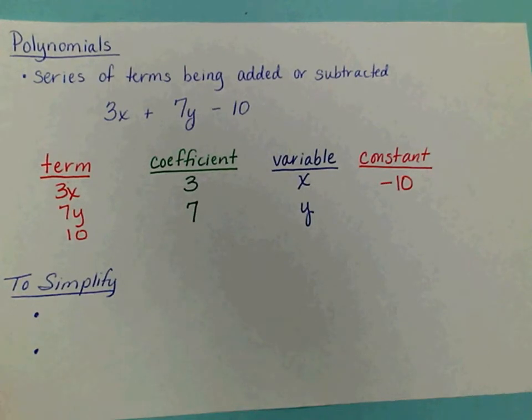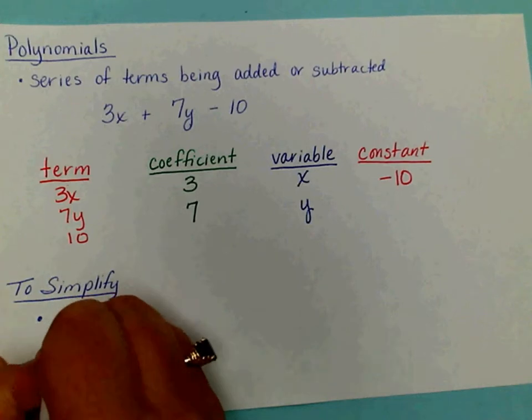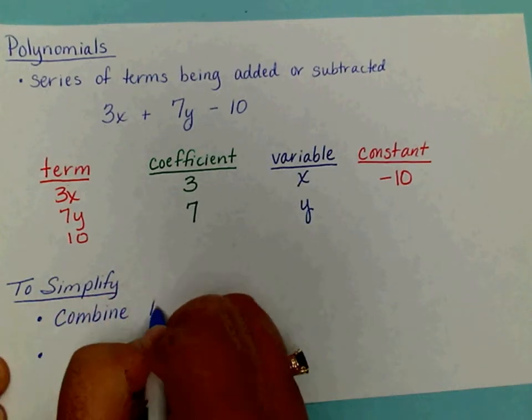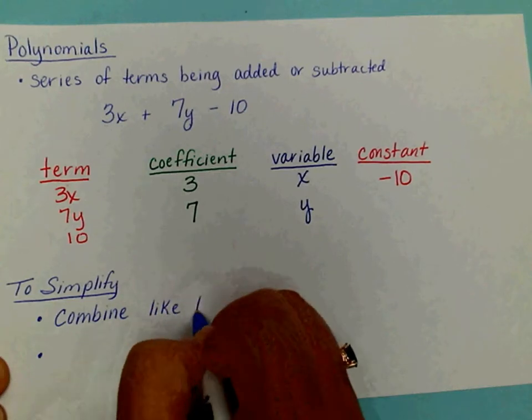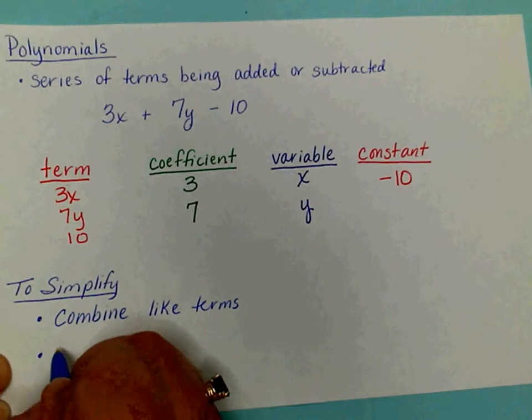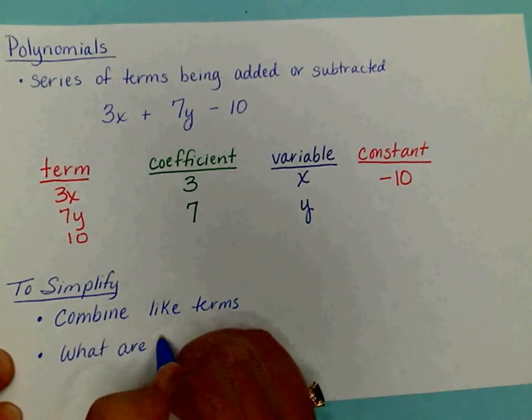So what we want to think about is if we're given a polynomial like 3x plus 7y minus 10, is there any way that we can go through and simplify that? And what we want to look at is to simplify polynomials. Our basic steps are to go through and combine what we call like terms. So now you may ask yourself, well, what are like terms? Good question.